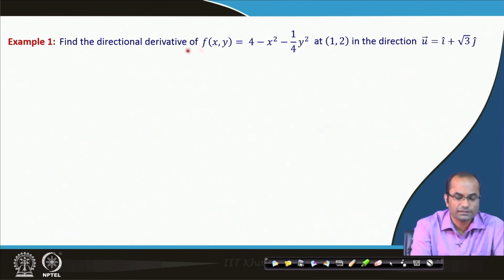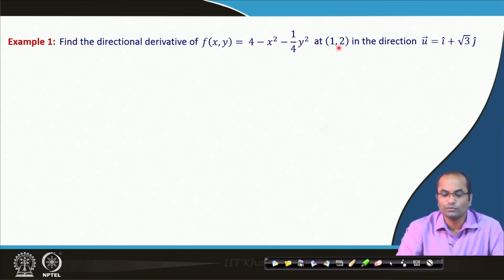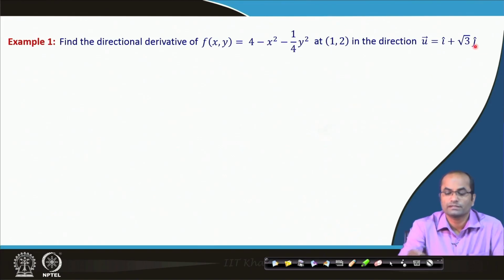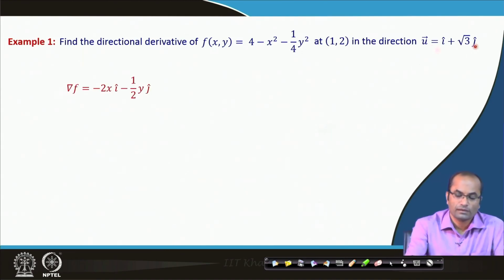Find the directional derivative of f(x, y) equal to 4 minus x squared minus 1 by 4 y squared at the point (1, 2) in the direction given by i plus square root 3 j. So, first we need to compute the unit vector in this direction of u.